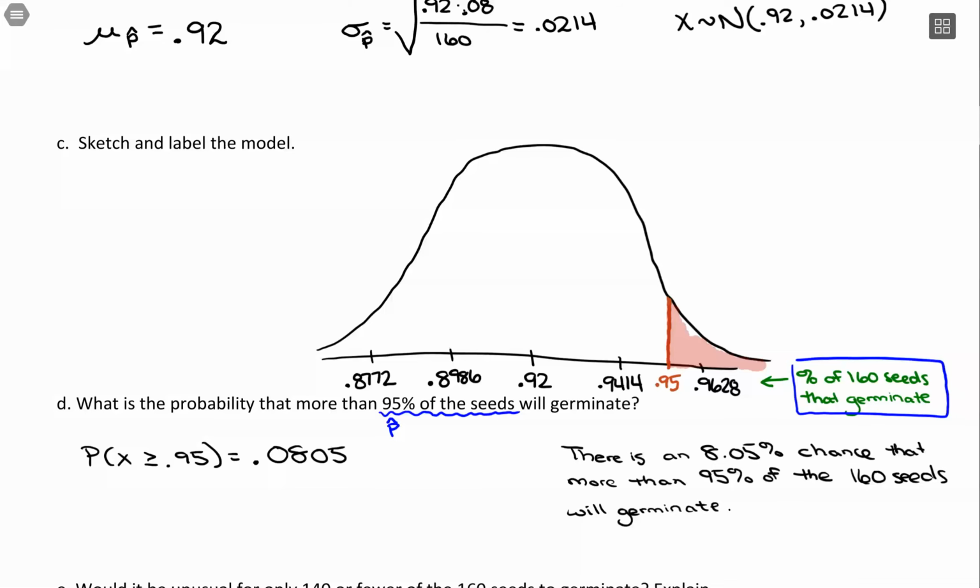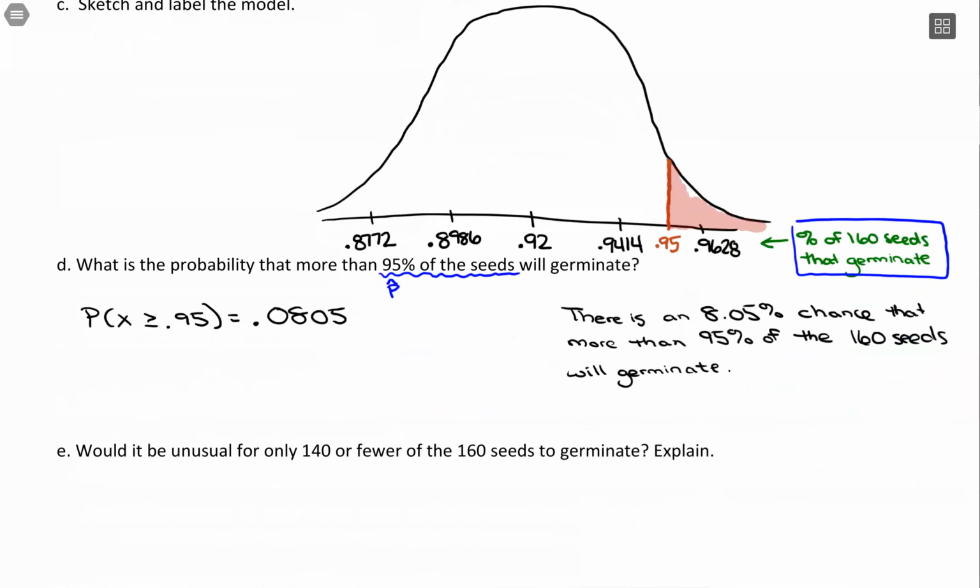All right. Then this last question, would it be unusual for only 140 or fewer of the 160 seeds to germinate? So with this the 140 that they're giving us here, that 140 doesn't match up with that number line there. That doesn't translate. So what I'm being told here is the number of successes. It's not the proportion of successes that we're looking for.